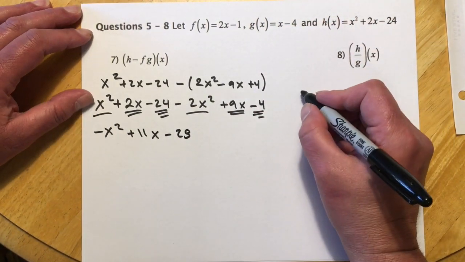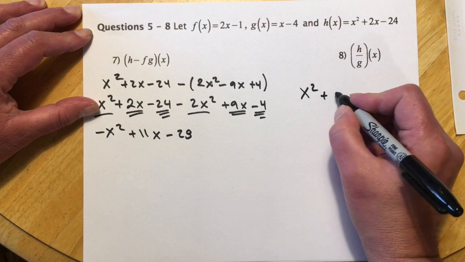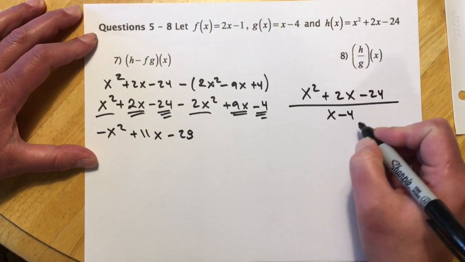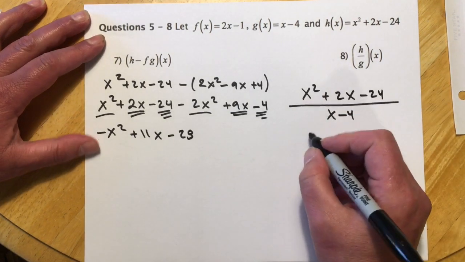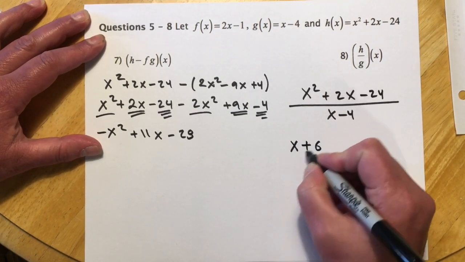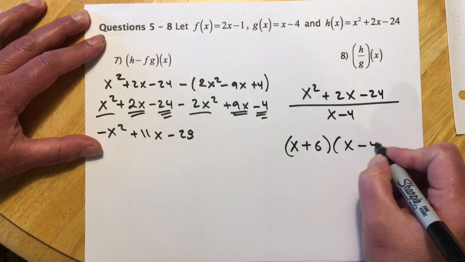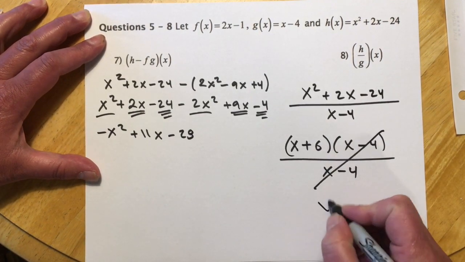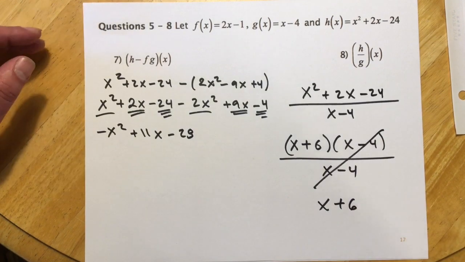H over g, so let's see, we got x squared plus 2x minus 24 over x minus 4, and again it factors and reduces, so x plus 6, x minus 4, over x minus 4. So final would be x plus 6.